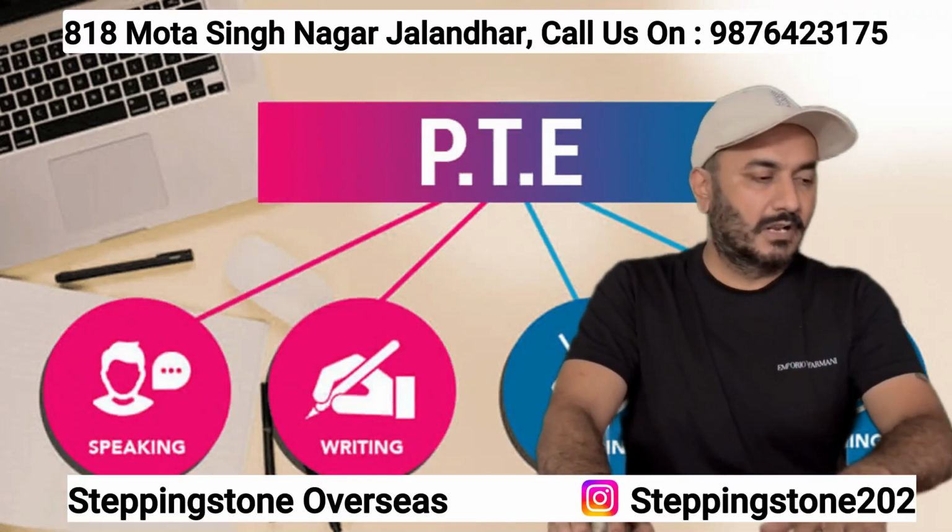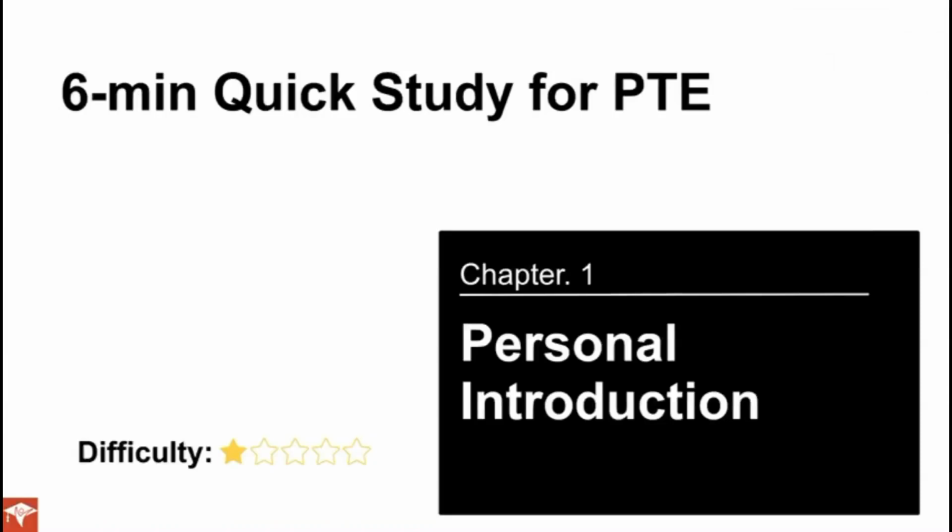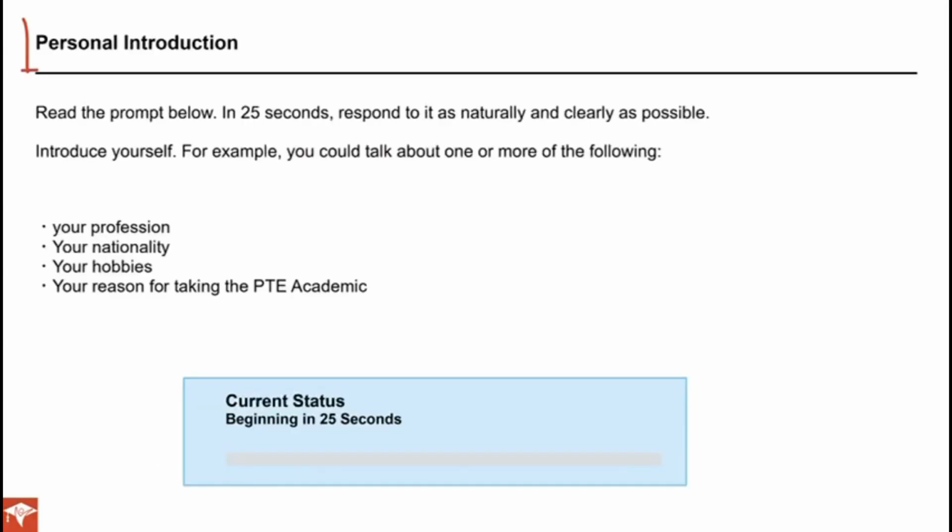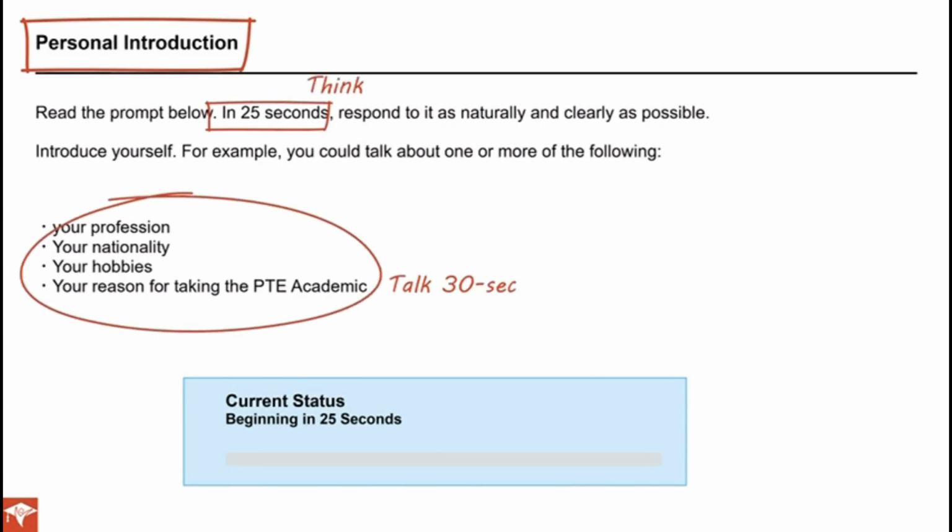First of all, personal introduction. The first PTE question type is called personal introduction. For this question, you just talk to a computer, introducing yourself. You usually get 25 seconds to think and then 30 seconds to talk. And that is all it is.